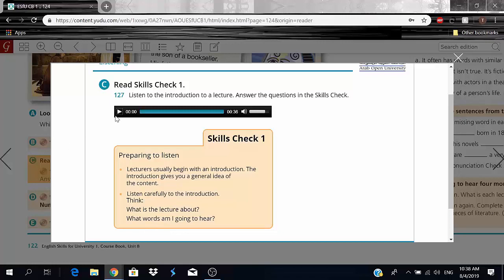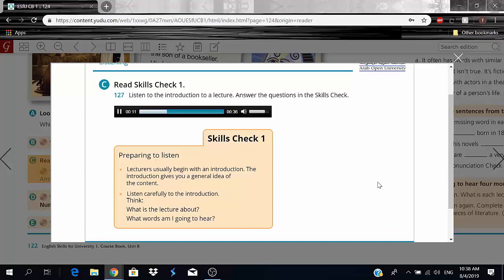So let me play it one more time for you guys, but this time, try your best to focus on the introduction, grasp as much information as possible, and think about these two questions after we're done.